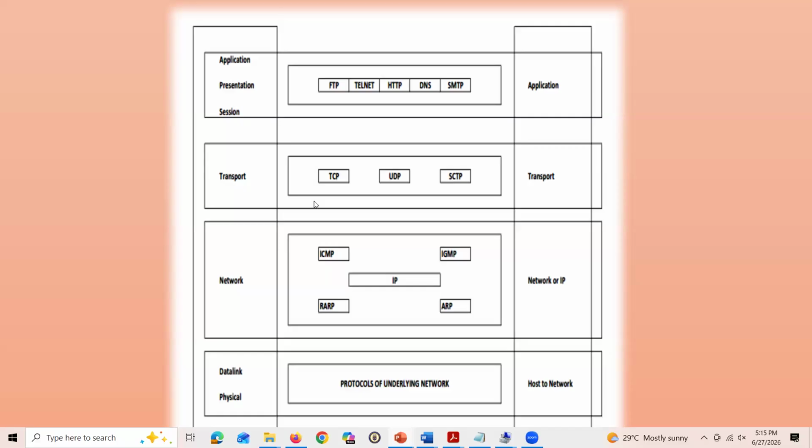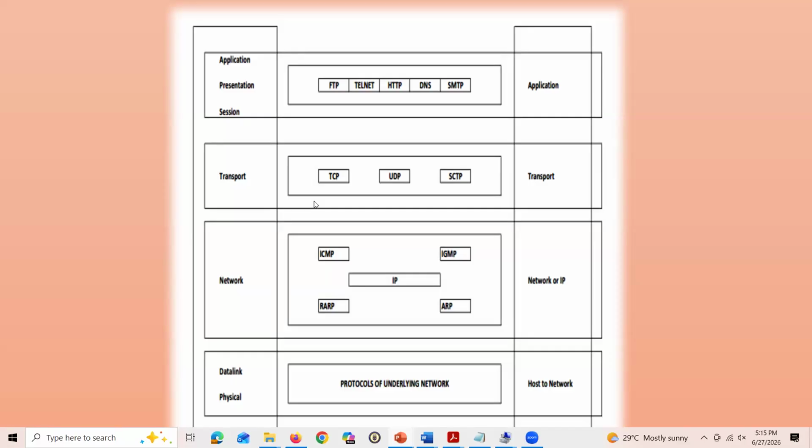All right, then the final one, the data link layer. The data link and physical layers are combined to form the host-to-network layer. And the protocols there are numerous. You also have the underlying protocols like ARP, RARP, X.25, and so on. They are there. So basically, this is what you need to know.